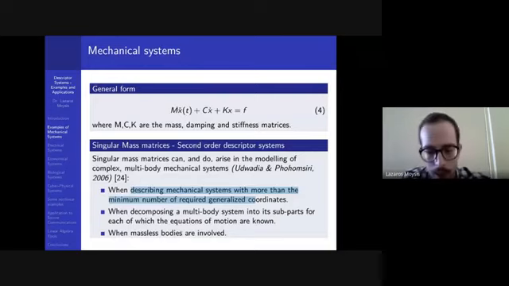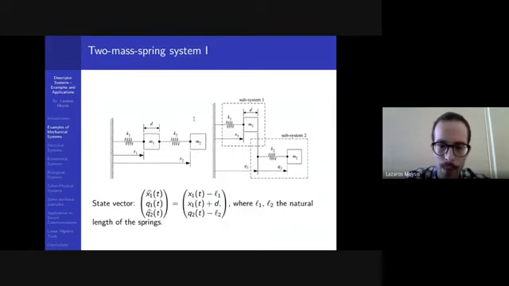And the second case where descriptor systems may arise is when we have massless bodies, so bodies that don't have any mass. Let me explain these two examples without many details. For example, here, this is a classic spring mass system. We have a system with two masses, two springs. Potentially, we can have dampers as well.